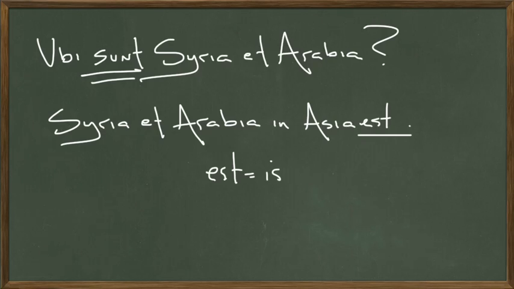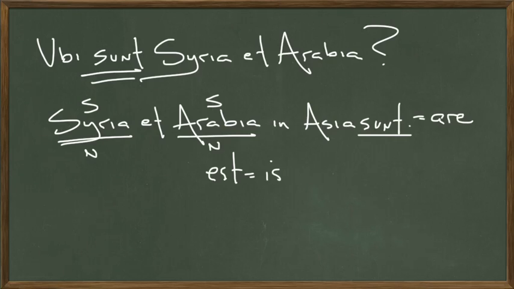If you're talking about Syria, which is the subject of the sentence, and Arabia, which is another subject of the sentence, it doesn't make sense to say "Syria and Arabia is in Asia." That's bad grammar and that's bad English. Instead, you need to say not est in Asia, but sunt: "Syria et Arabia in Asia sunt," because sunt equals "are." Now you're saying Syria and Arabia are in Asia, and this is much better grammatically, and it's also correct.